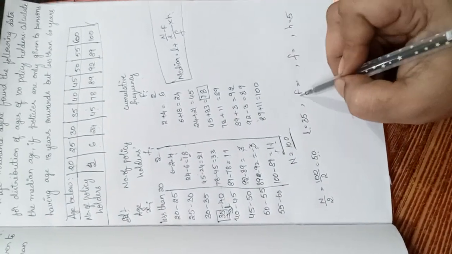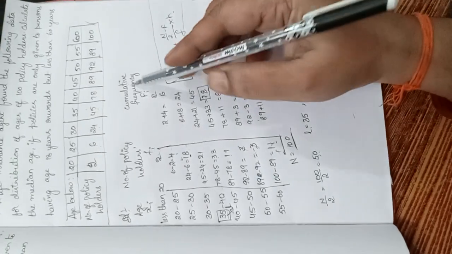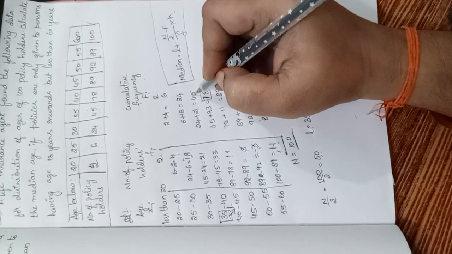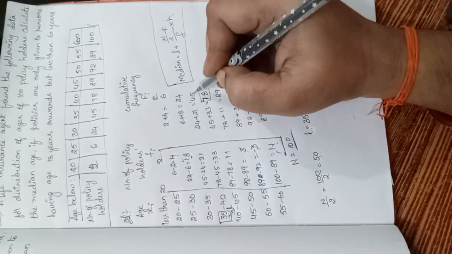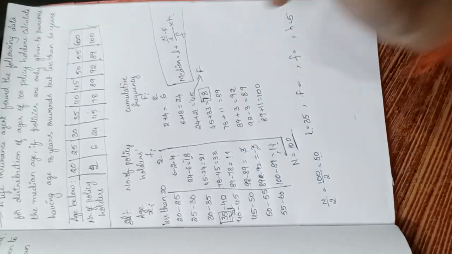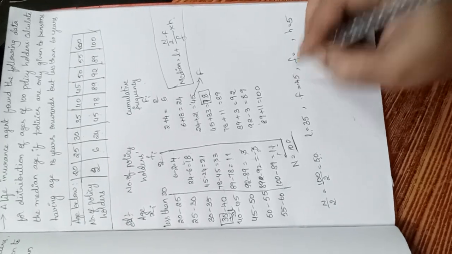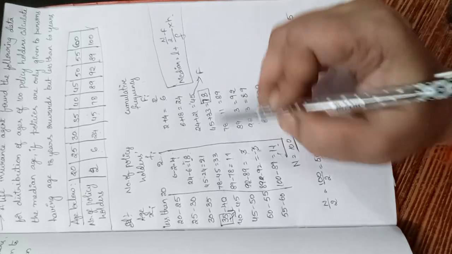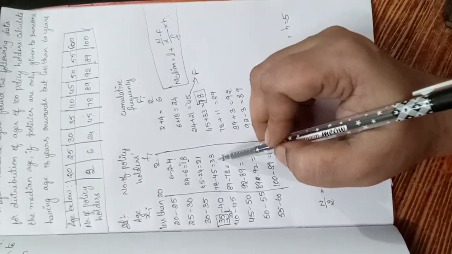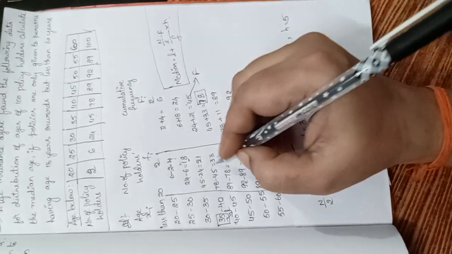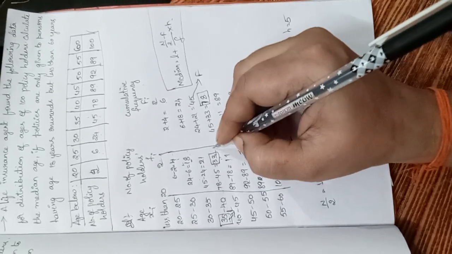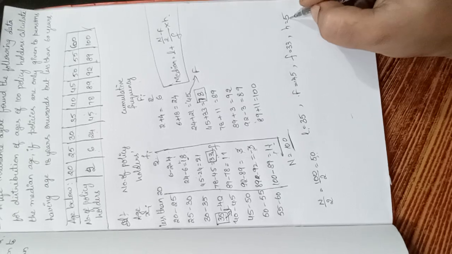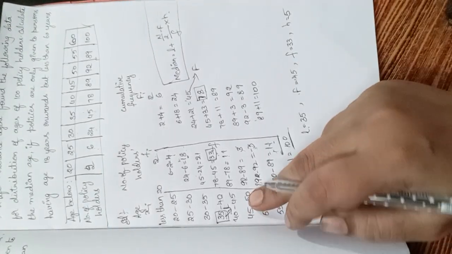Next coming to capital F. Capital F is the cumulative frequency, so just above the 78, what is the number you have? That will be the capital F, 45. Next coming to small f, the frequency of 78 is what? 33. So this becomes small f, 33, and H we know is equal to 5.